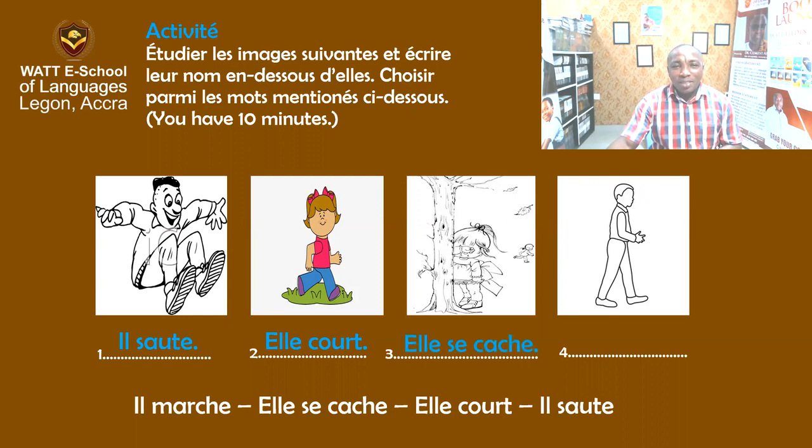Now the last one, which is the 4th one. The man is walking. He is walking. So what are you going to say? He walks. Because it's the one left among the answers. That's the first one. Can you read? Yes, Antoinette. Il marche. Il marche. Repeat that. Il marche. Great.